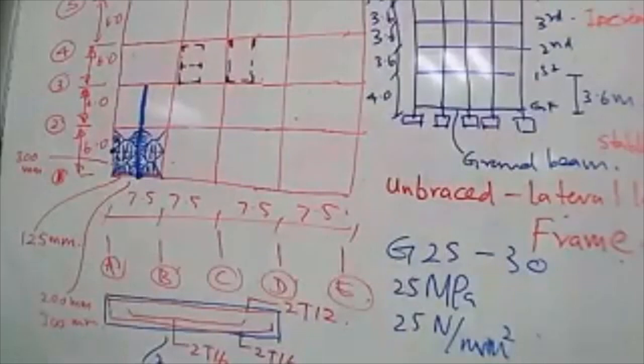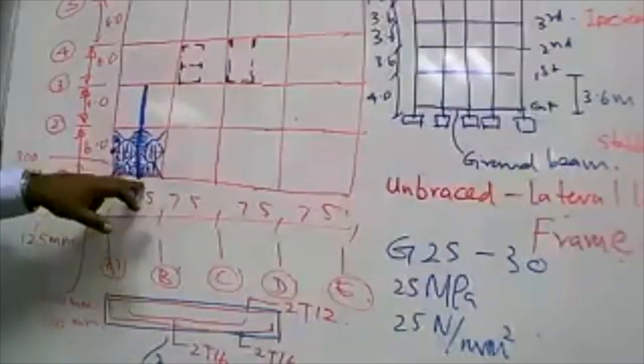So what do you like? 300 or 400? I prefer 350 or 400. Why? The reason is this beam has a greater span. It carries more load. High load means more shear.